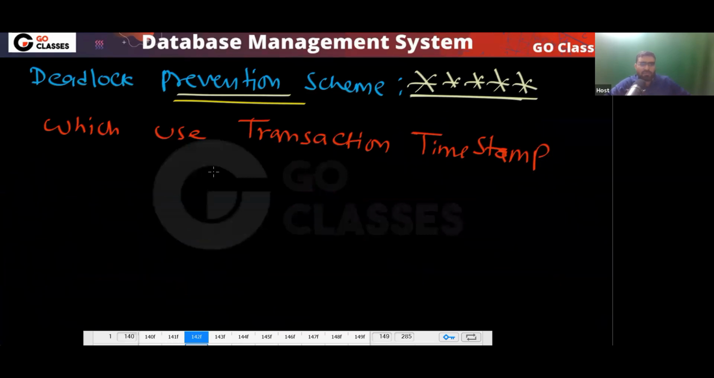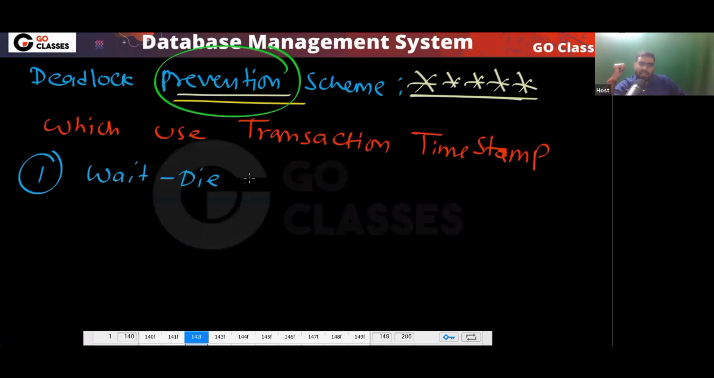Now the deadlock prevention schemes which use transaction timestamp. There are two schemes. Let's see them one by one. The first scheme is called wait-die. The wait-die scheme. The name itself is telling you wait-die.